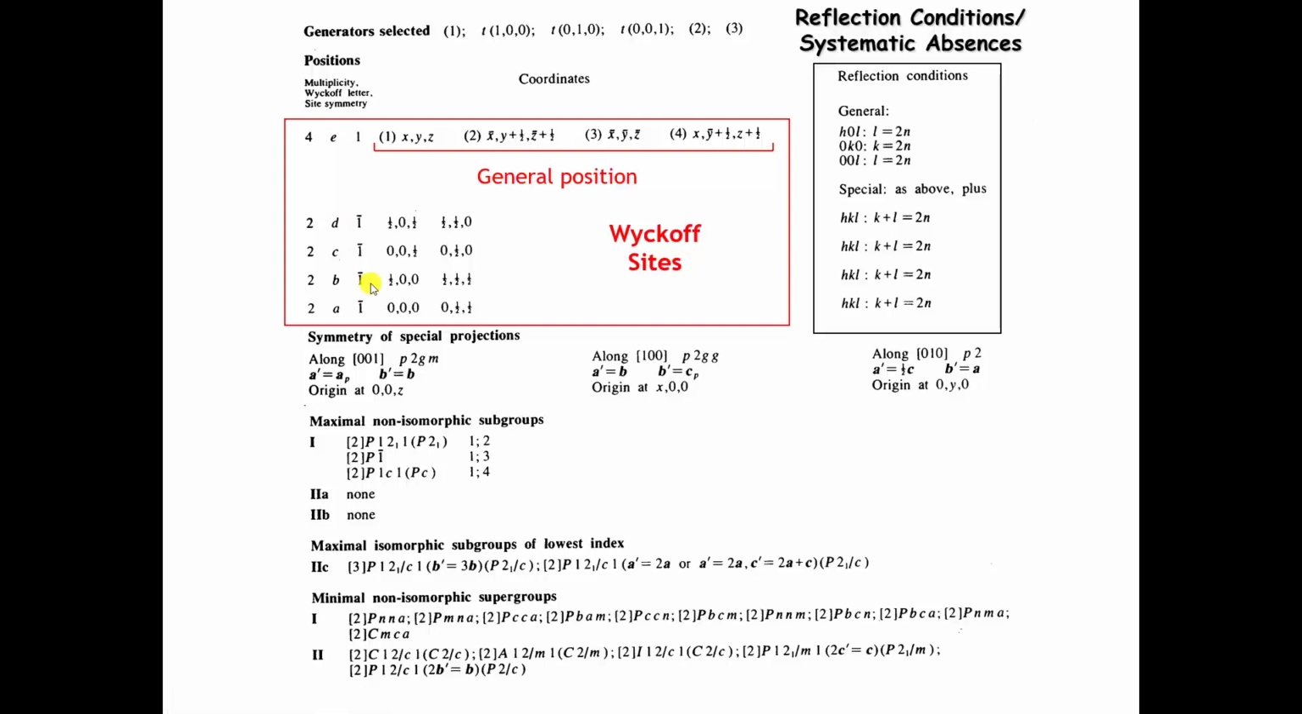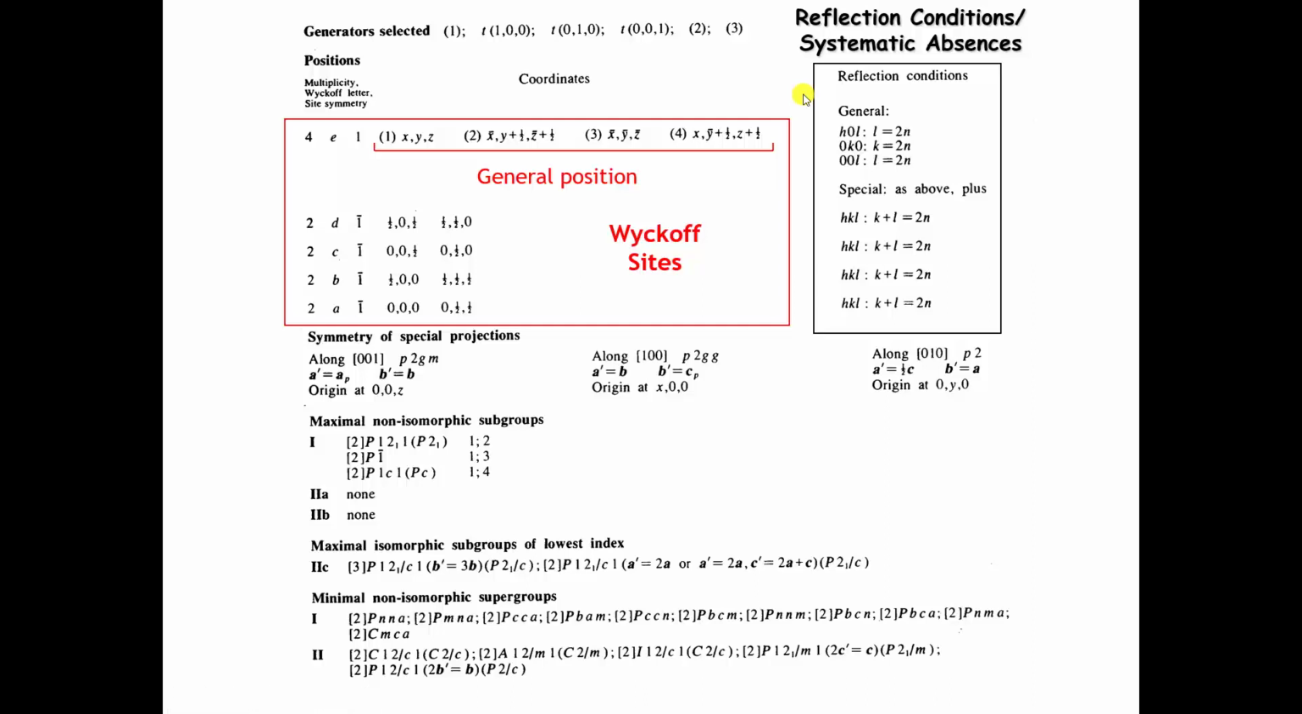Over here on the right, we have what are called the reflection conditions, and I'm not going to spend too much time on those. Those are for when you do diffraction. This tells us which kinds of lattice planes give rise to diffraction peaks. So that's all I want to say about it, but if anybody's curious about that, we can talk about it some more.